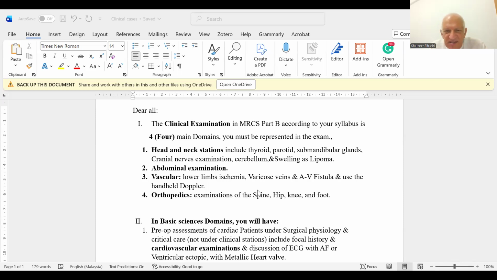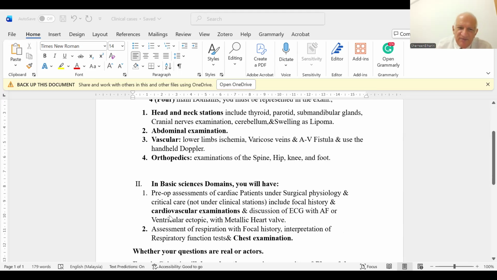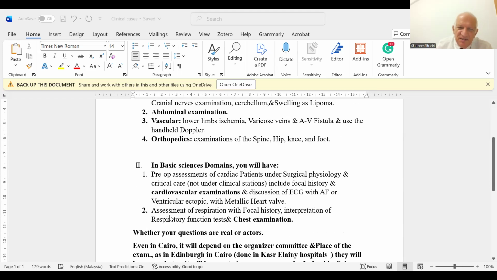And whatever the station, you need to know how to use the handheld Doppler. After that, we have the orthopedic station, which contains spine, hip, knee, and foot. These are the clinical cases you can find in the exam. Some students have the belief that we have to examine the chest or examine the cardiovascular, and actually we don't have cardiovascular examination or chest examination.